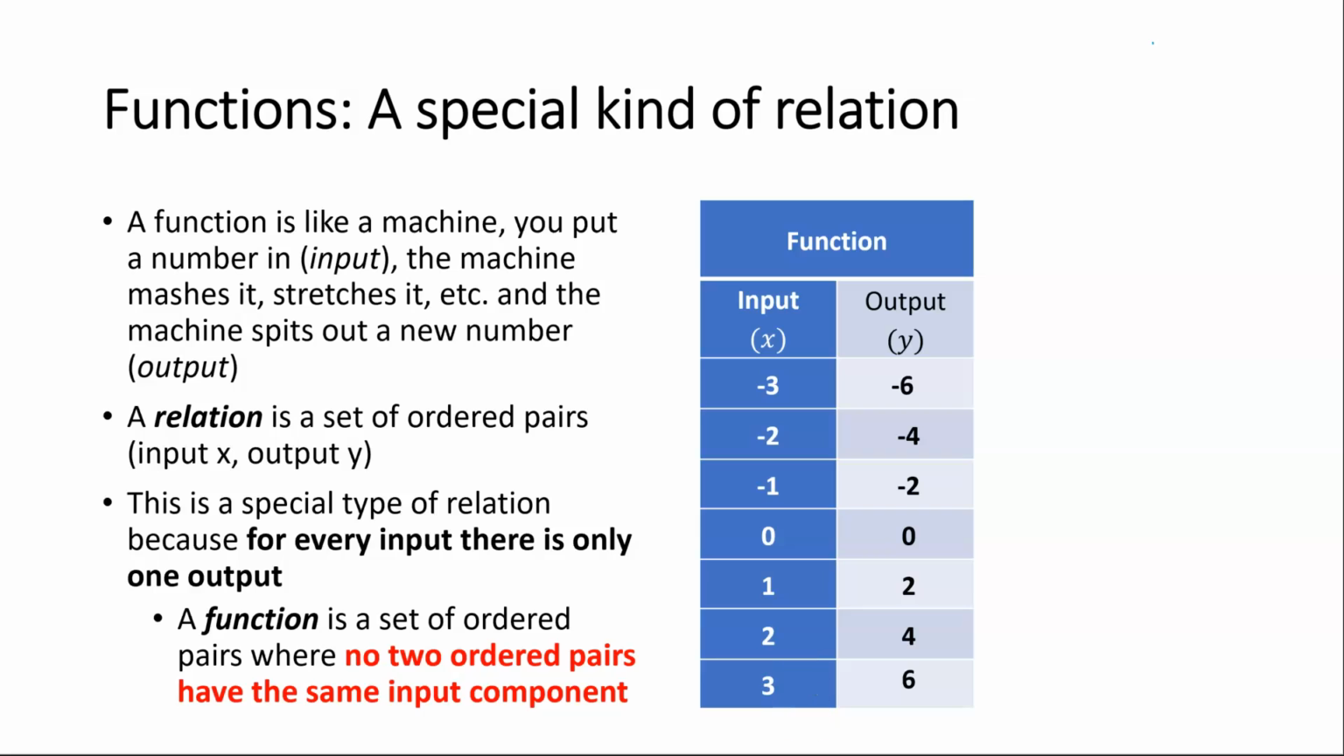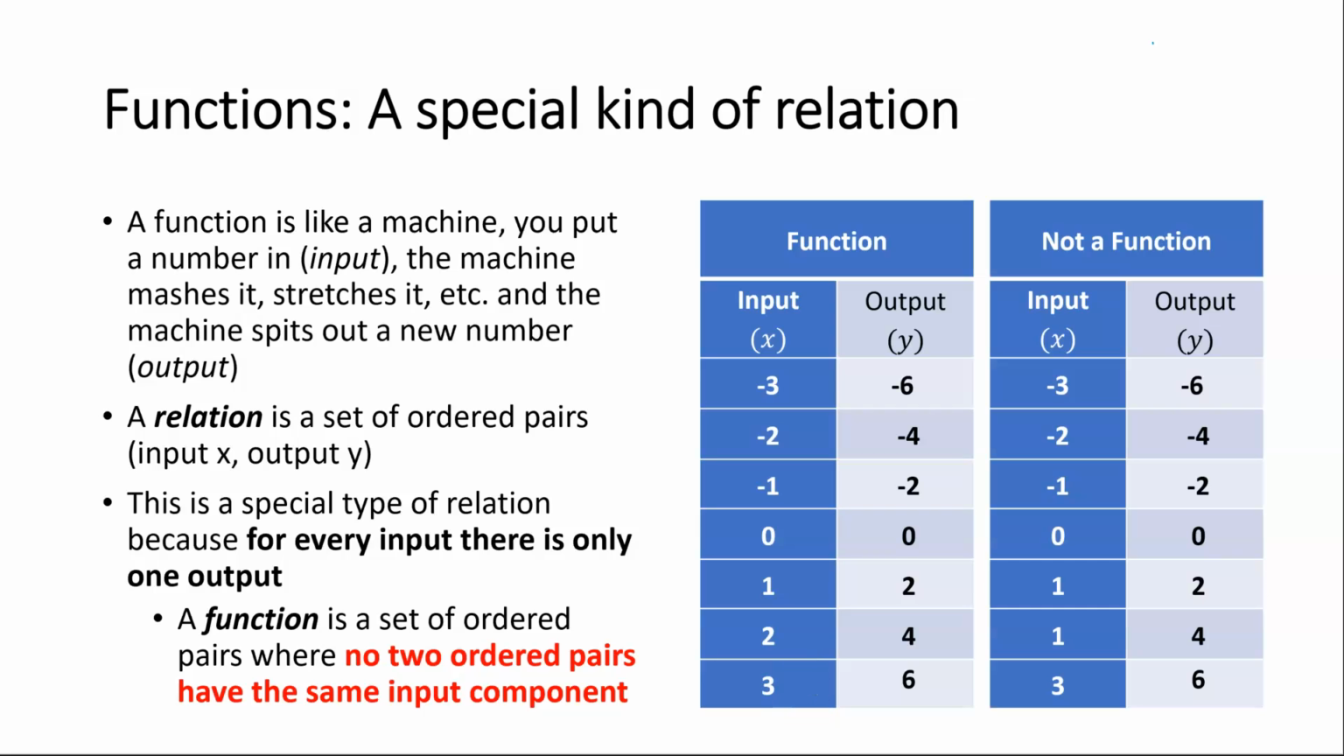unique. However, if we look at another table of values, we have a bunch of inputs, a bunch of outputs, but the inputs here are repeated. So you have 1 has an output of 2, but 1 also has an output of 4. So that is not a function because there should only be one output for every input. Let's flesh this out a little bit.